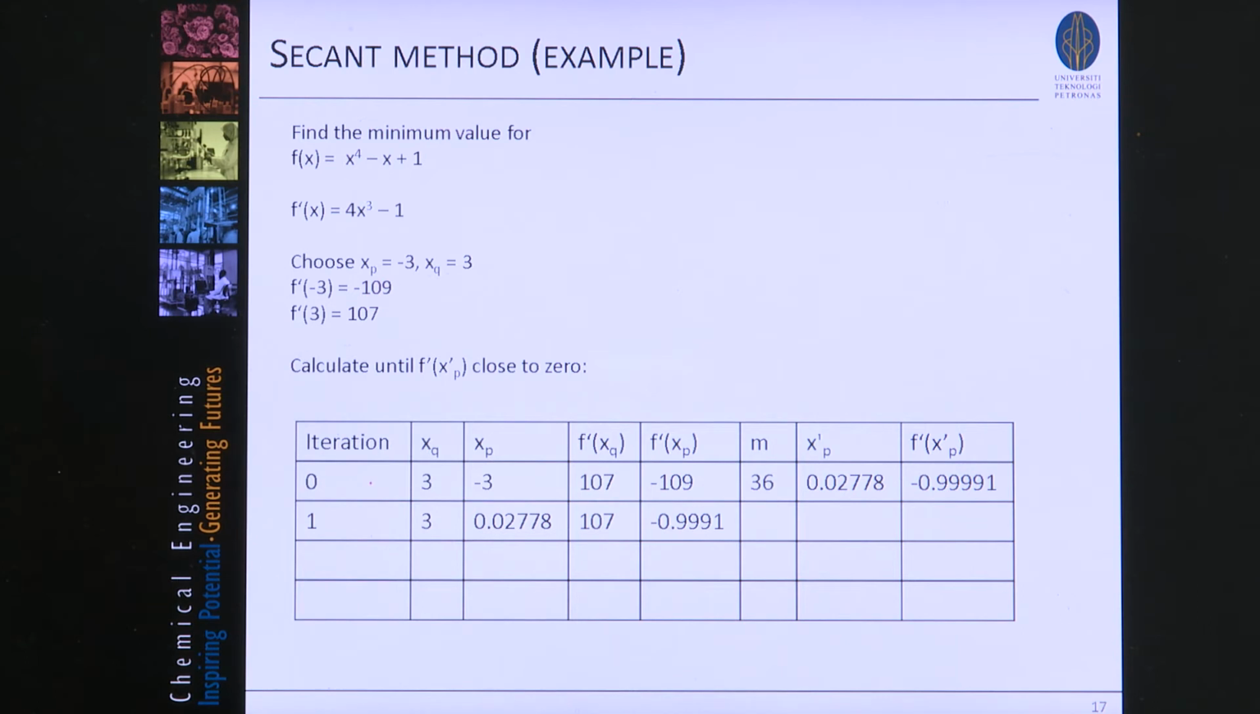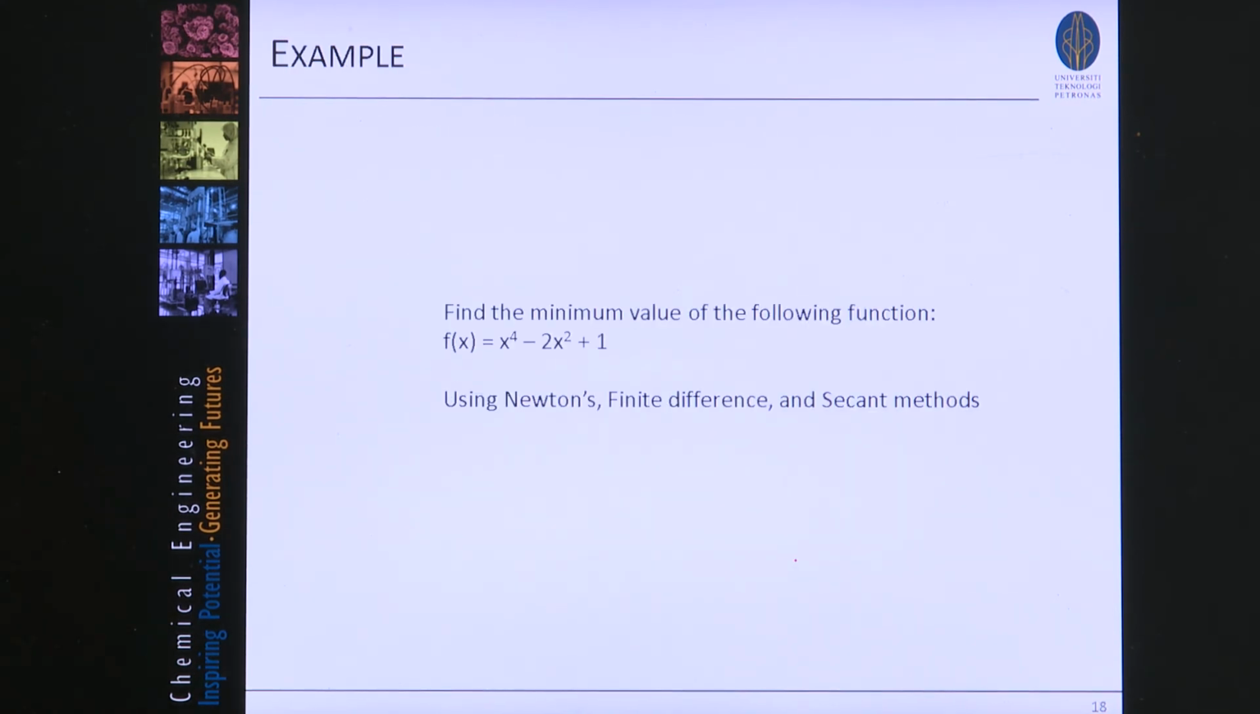In the first iteration, you specify the initial value of xq and the initial value of xp. Calculate the first derivative of xq, and the first derivative of xp. This one is positive, this is negative, so we are good to go. That means there is a zero somewhere in between. Calculate the m, then calculate the new xp and then the new f(xp). Put this number there, and then put it back as the new value, and so on and so forth until it converges.